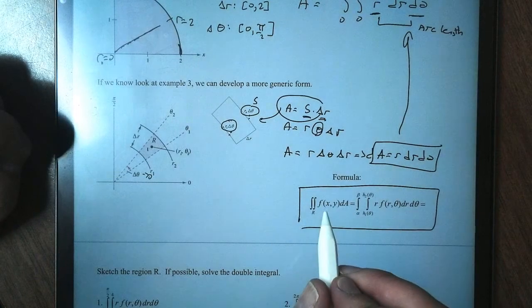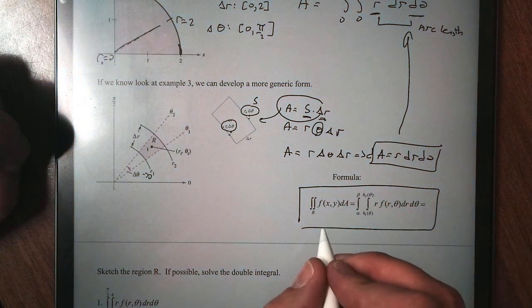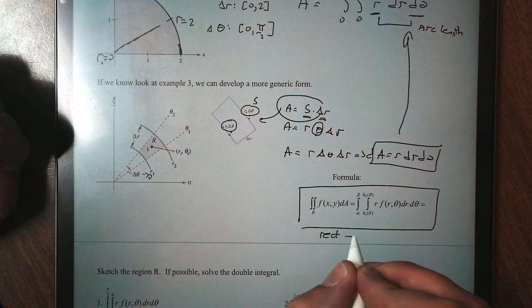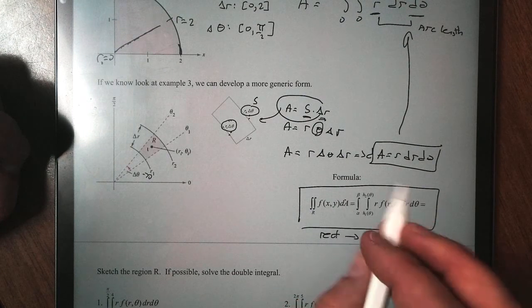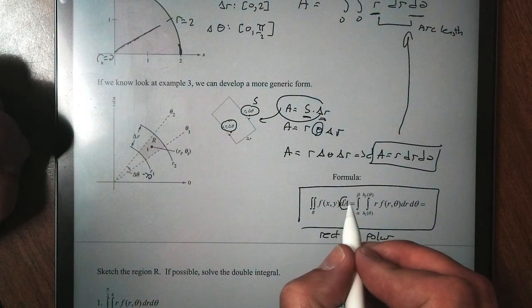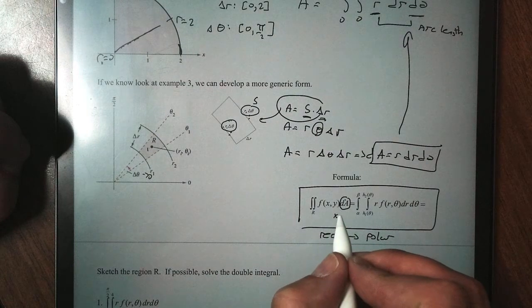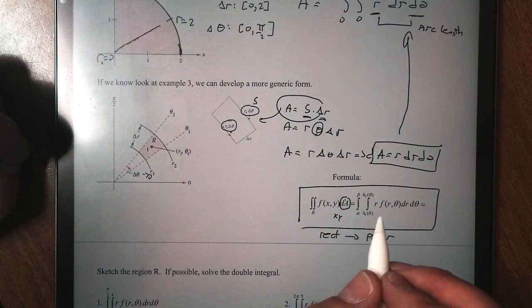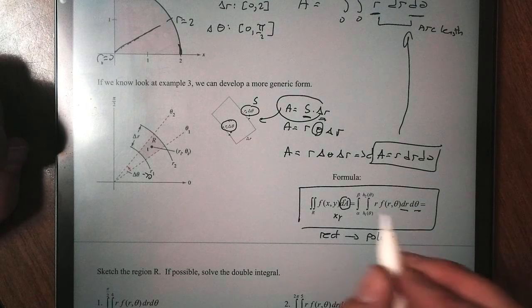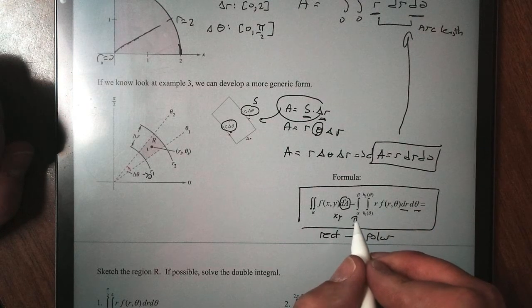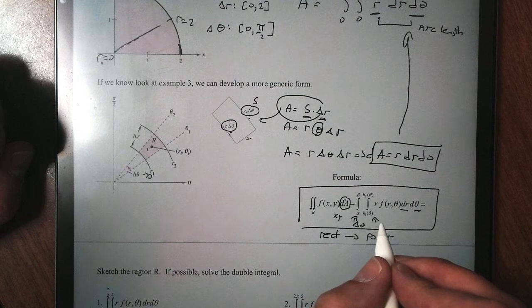It says this is a conversion from rectangular to polar. In rectangular form, the change in area dA is on our xy plane. Over here, dr d theta. Over here we have our change in theta, and over here we have our change in radius.